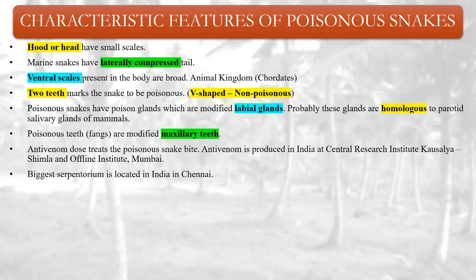Ventral scales are present in the body, which are broad, and these ventral scales help us to understand that they belong to chordates, right? The presence of two teeth marks means the snake is poisonous, and if the mark is V-shaped, then it is non-poisonous.